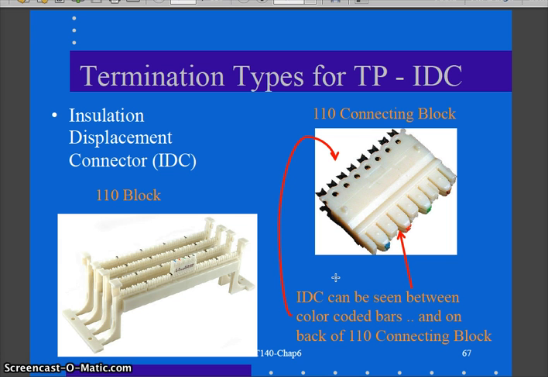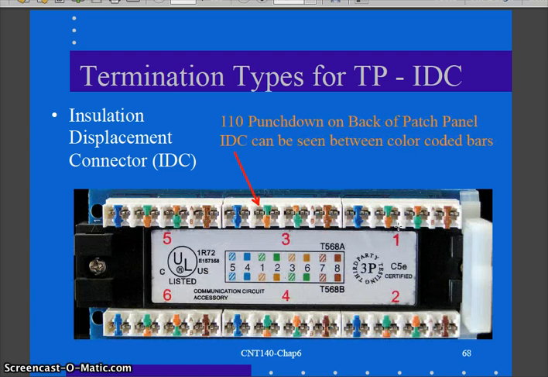The 110 block that we talked about earlier this semester uses insulation displacement connector. If I look a little closer, if you remember, I lay the wires into this frame and I snap this 110 connecting block on top. Well, on the back of this 110 connecting block, you'll see that there's little metal V's that as it snaps on top of those wires, the metal V's are cutting the insulation away, making contact with the wire inside. And actually, if I were to zoom in on this part here, I would see metal V's as well.